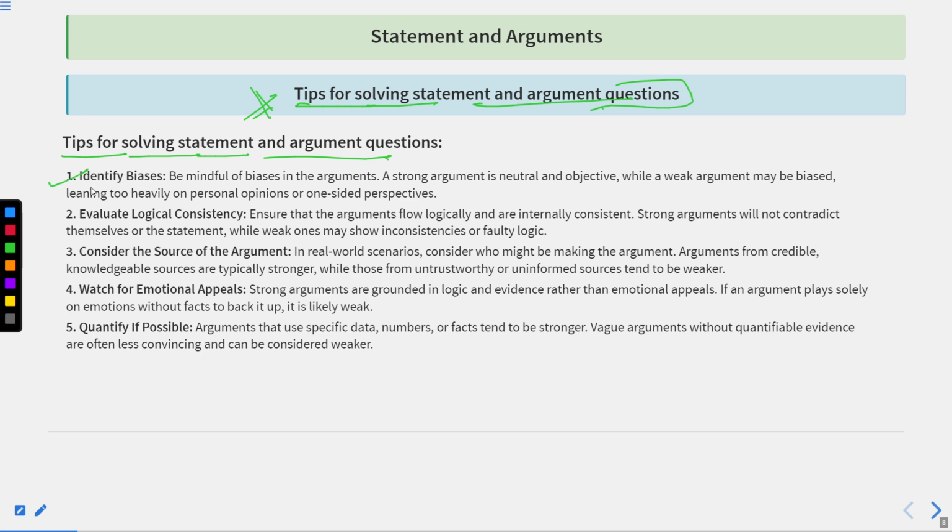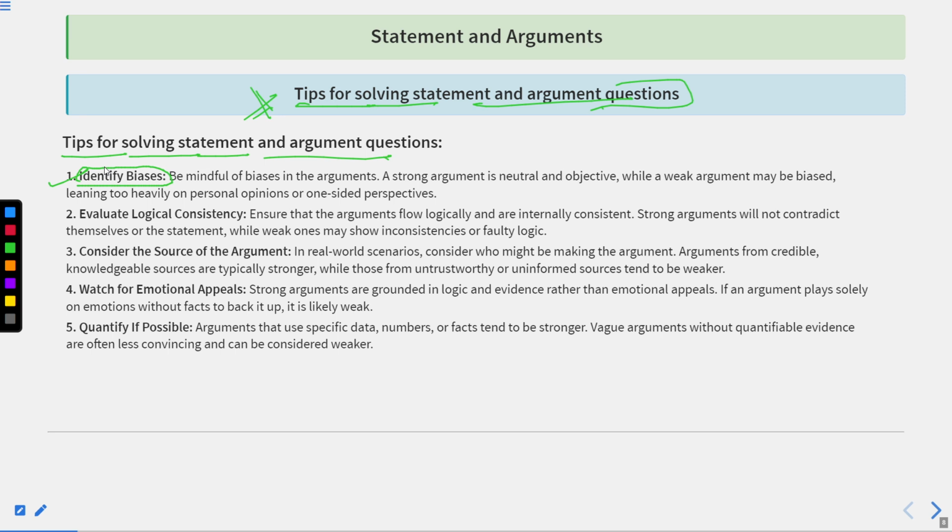The first is identify biases. Whenever a statement is given, there are two perspectives behind that particular statement: one which favors the statement, and one which neglects or rejects it. We have to make sure that we are not biased by our past experiences or by society, but we just stick to the statement that has been provided.